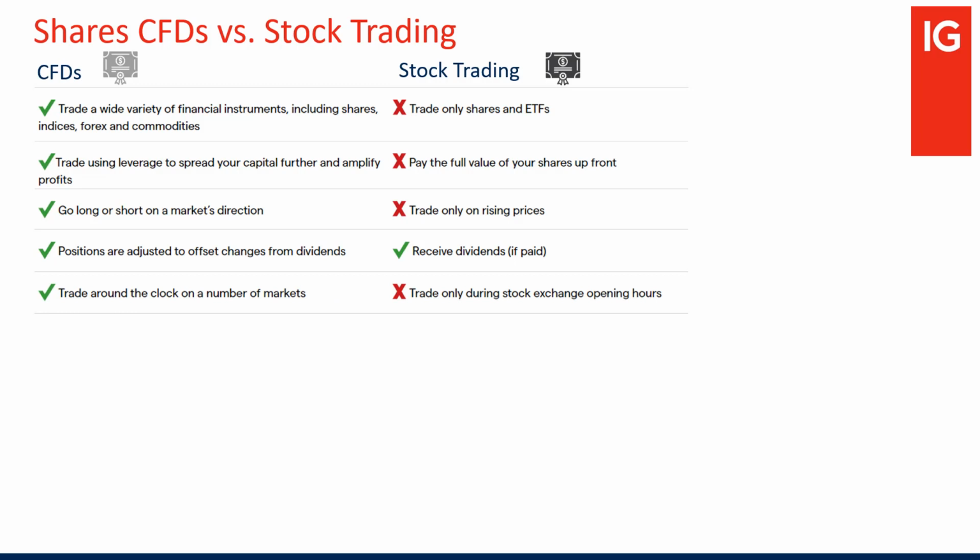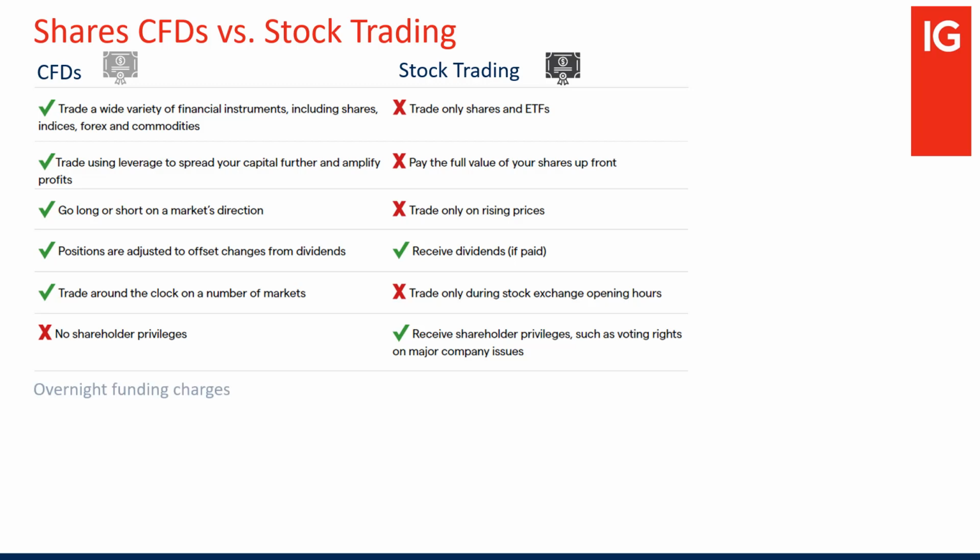With CFDs, you're trading around the clock on a number of markets, whereas with stock trading, you're only trading during stock exchange opening hours. So if you're trading the share price of a company that's listed on an exchange in, say, Germany, then you're going to be prone to those hours only. And when it comes to shareholder privileges, there are no shareholder privileges with CFDs. Remember, you're not holding the underlying asset. When it comes to stock trading, you do receive shareholder privileges such as voting rights.